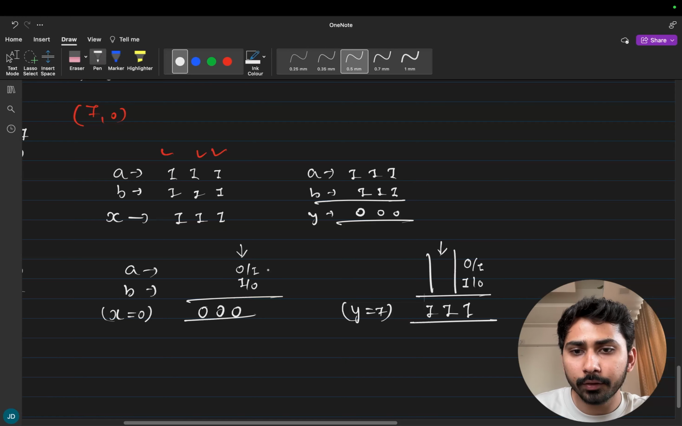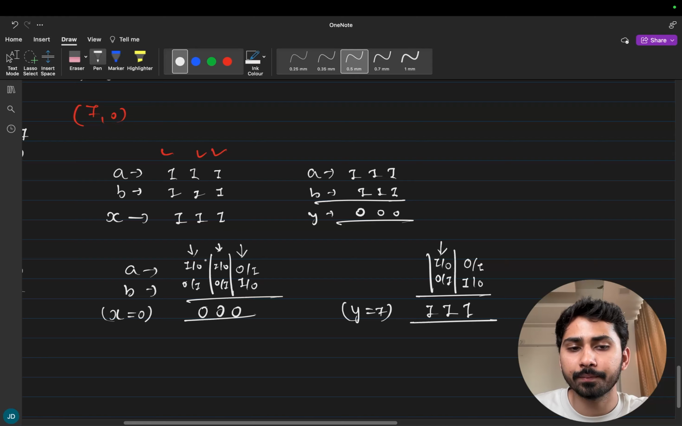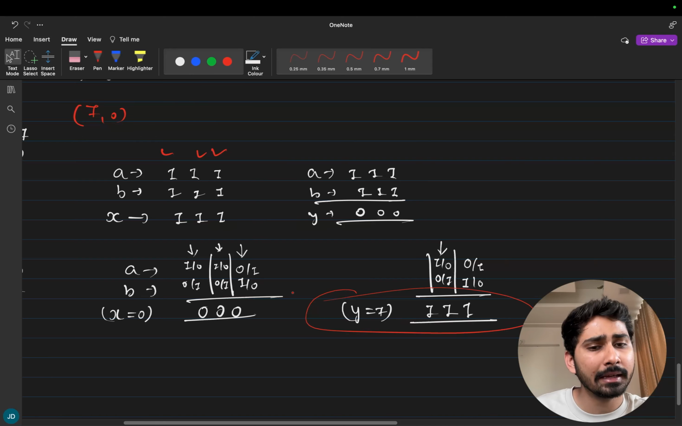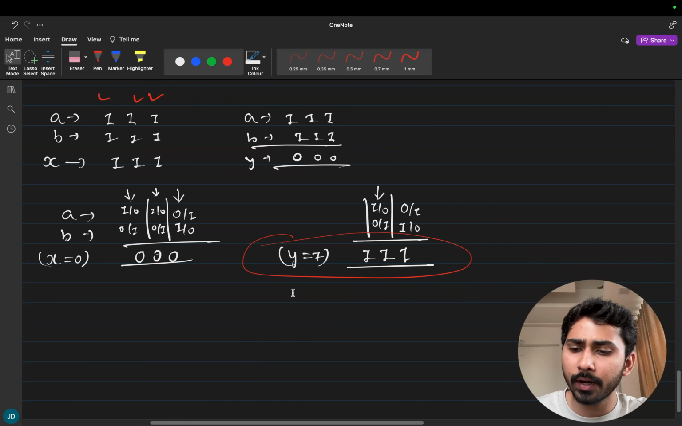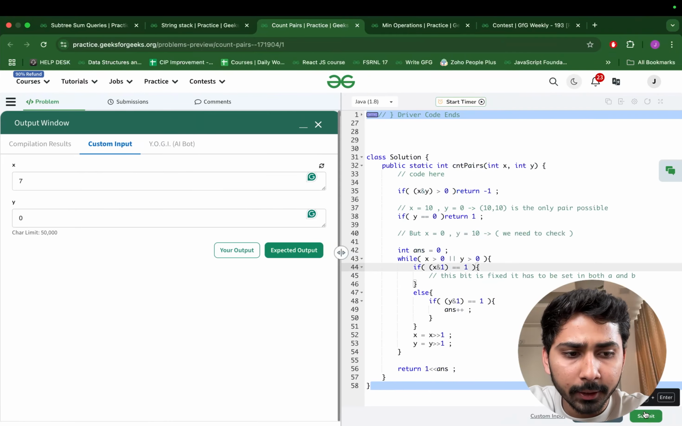This bit is also again a set bit. So again 1 or a 0 or a 0 or a 1. So here also same thing, 1 or 0 or a 0 or a 1. And here also 1 or a 0 or a 0 or a 1. So you need to count. So what actually do we need to count? We just need to count how many set bits are there in y, and just do 2 to the power of the number of set bits. That's it. Now let's submit it.